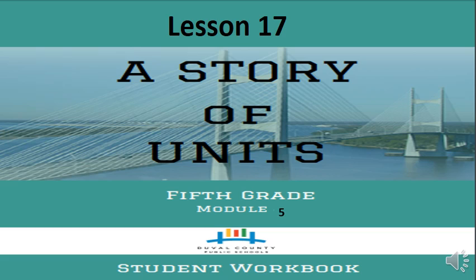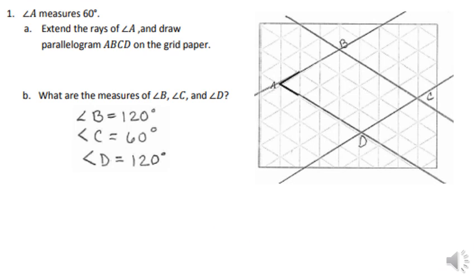Okay, in lesson 17, we are continuing working with quadrilaterals, and today's focus is parallelograms. Question 1 was already done for us, but I want to go through it so everybody understands what they're explaining here. It says angle A measures 60 degrees. Extend the rays of angle A and draw a parallelogram ABCD.